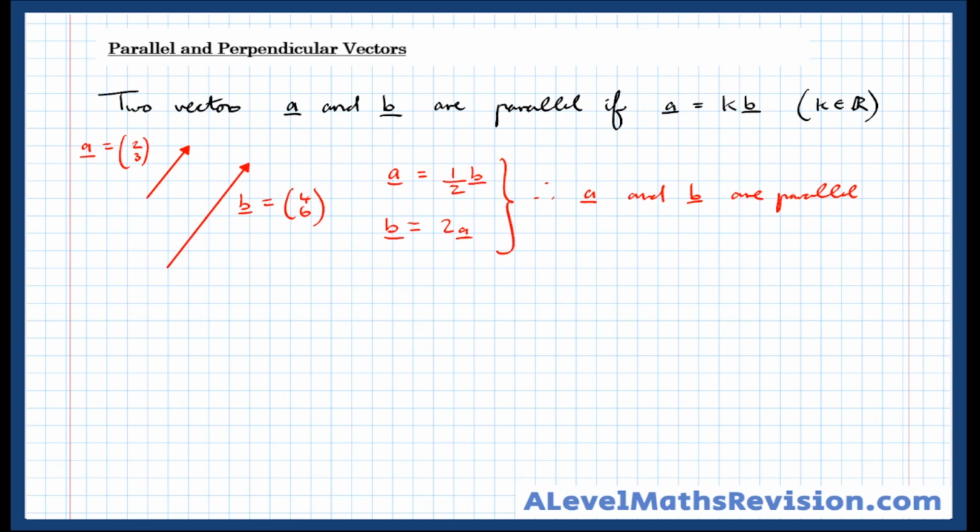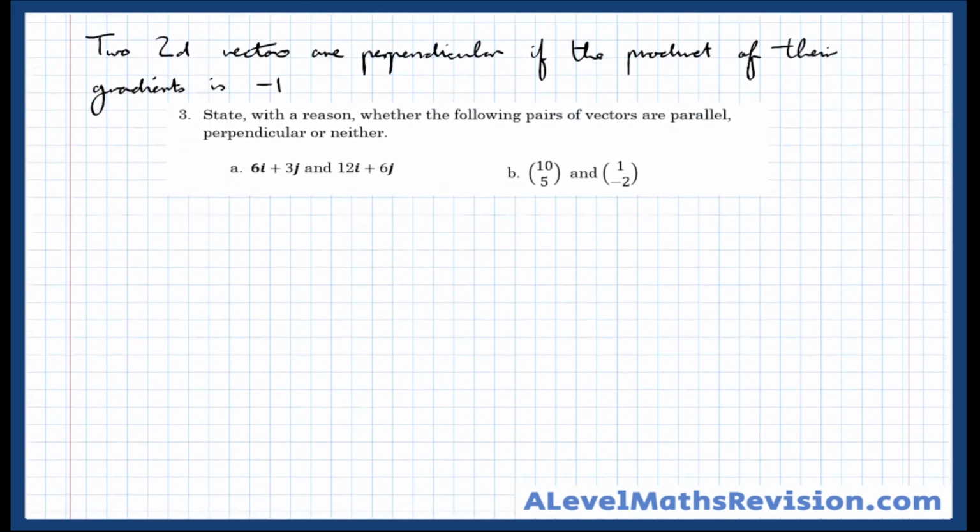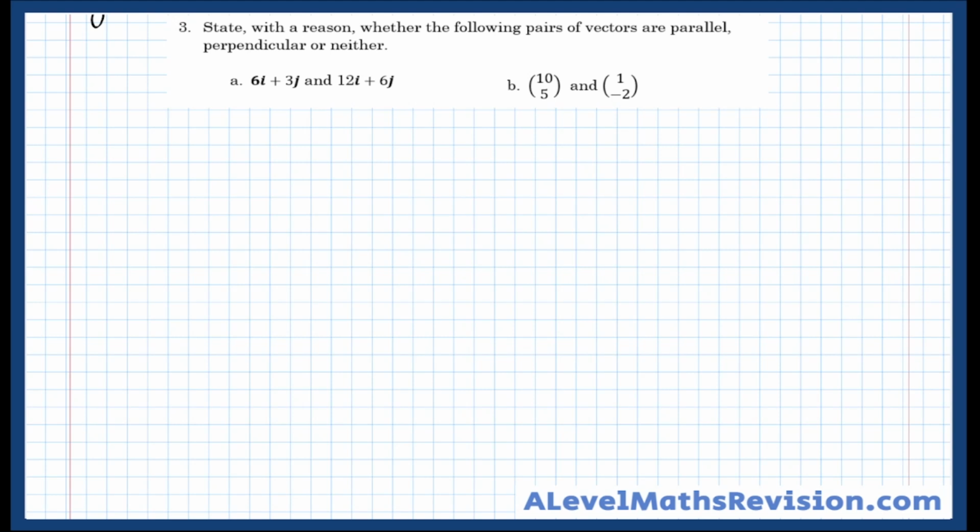If we move on to perpendicular vectors now, and we're sticking with vectors in 2D for now, well, it's similar to perpendicular lines. Two 2D vectors are perpendicular if the product of their gradients is -1. So let's move straight on to a couple of questions involving parallel and perpendicular lines now. State with a reason whether the following pairs of vectors are parallel, perpendicular, or neither.